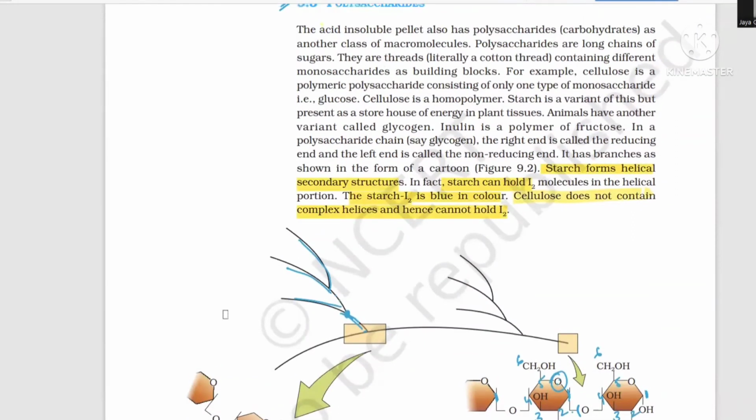So what does the acid insoluble pool have? It is having polysaccharide, which is actually nothing but a long chain of sugar. We have already studied that starch is what? Starch is the one which is used for storage in the plant tissue. Animals are using glycogen for storage. Plants are not only using starch as a storage, they are making use of polysaccharide to prepare cell wall. Cellulose is a polymer consisting of only one type of monosaccharide, that is glucose, and it is a homopolymer. Starch is also a homopolymer, cellulose is also a homopolymer, glycogen is also a homopolymer. Up till here, clear beta?